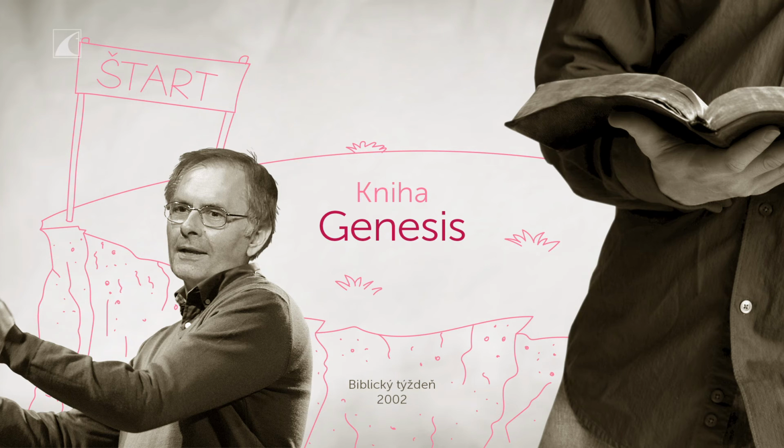What I'm going to look at now is not a genealogy, but it is an example of how you get these kinds of schematic numbers working. So here we're looking at the ages of the patriarchs in the book of Genesis.